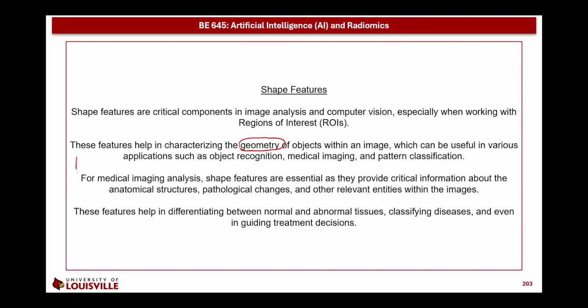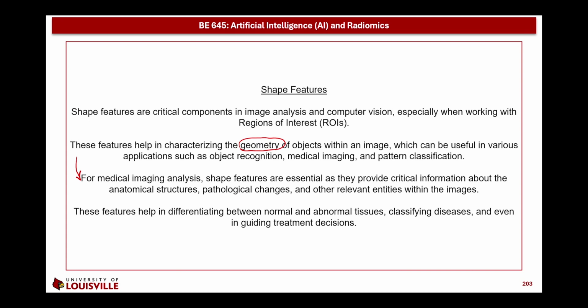For medical image analysis, shape features are essential as they provide critical information about the anatomical structure, pathological changes, and other relevant entities within the images. For example, if we are going to classify a tumor, we can include the geometry of the tumor in our features, such as size, area, and other features as we are going to see. These features will help to differentiate between normal and abnormal tissues, classify diseases, and even guide treatment decisions.